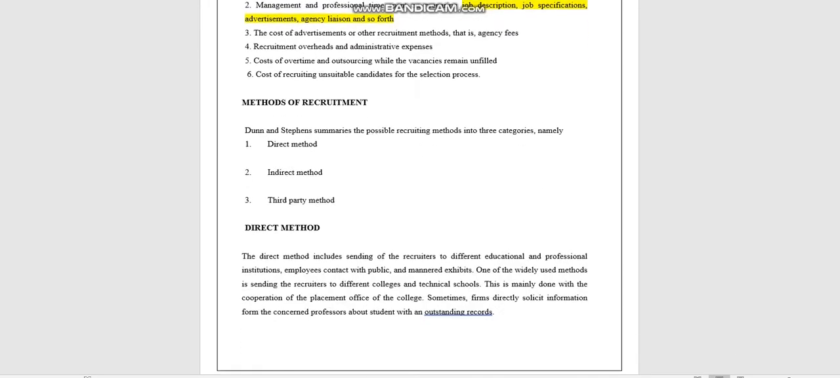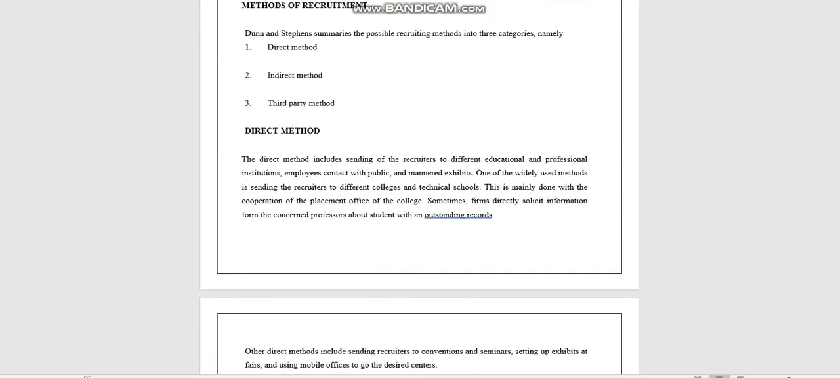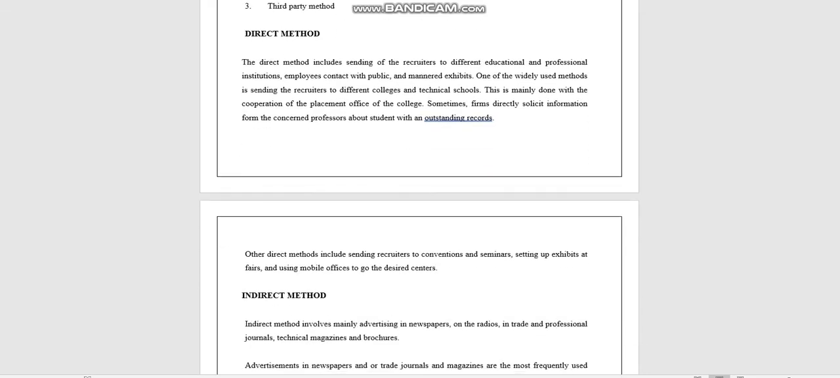And next I am moving on with method of recruitment. In this method of recruitment I have mentioned 3 methods. One is direct, indirect and third party. So direct recruitment is done with the help of placements. Indirect recruitment is done through advertisements, friends references and with the help of job posting websites. Third party recruitment is done majorly with the help of consultancies. So this is the ways of recruitment process.